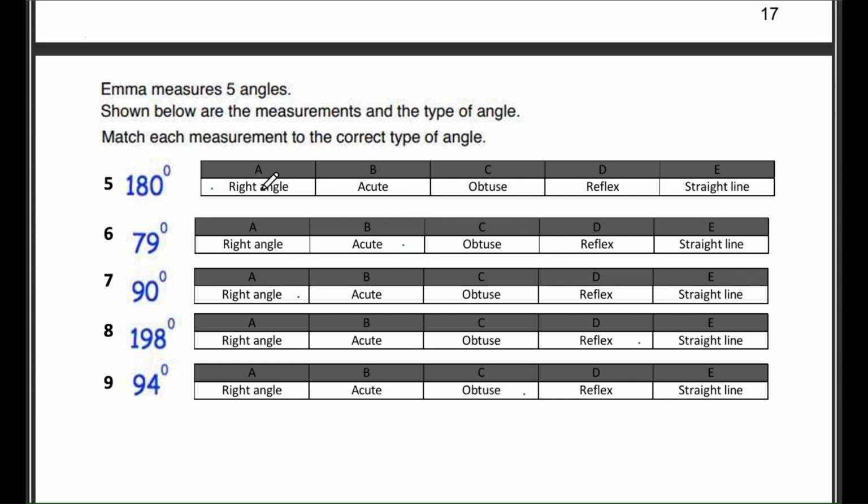Question number 5 says, Emma measures an angle of 180 degrees. Match it to the correct type of angle. The options are option A, right angle, option B, acute, option C, obtuse, option D, reflex, and option E, straight line.